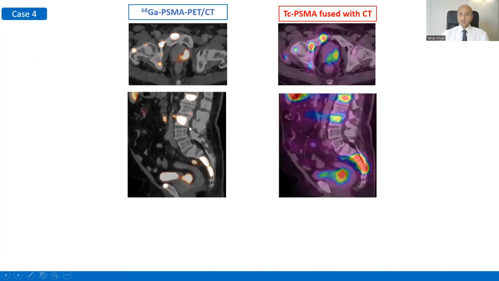And these are the sagittal images. Again, the prostatic lesion seen here. Of course, much clearer and sharper demarcation in the gallium. We have the bony lesions almost the same. Here they are compared to here. But maybe this pre-sacral lymph node is more obvious in the PET, for example, because it's smaller compared to the technetium.